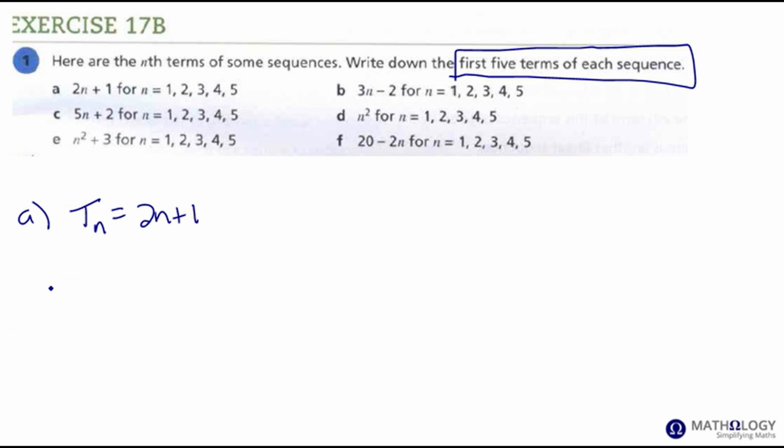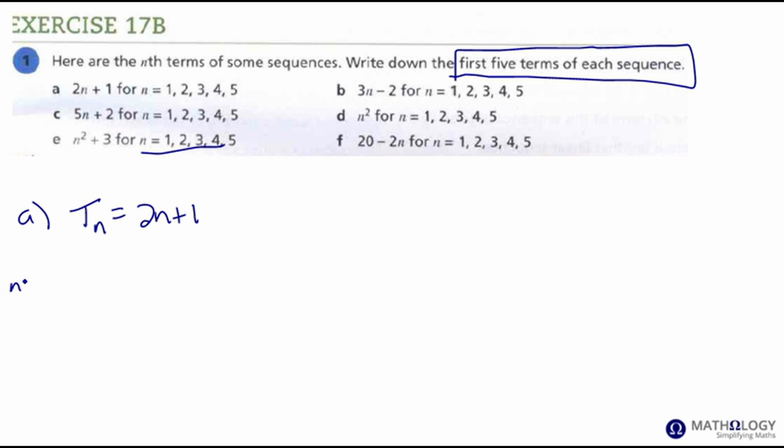So the first term of the sequence is when n equals 1. The second term when n equals 2. The third term, n equals 3. The fourth term, n equals 4. The fifth term, n equals 5. So they don't actually have to stipulate this. If they just say the first 5 terms of each sequence, that means you start at term 1 when n equals 1, and you go up to term 5 when n equals 5.